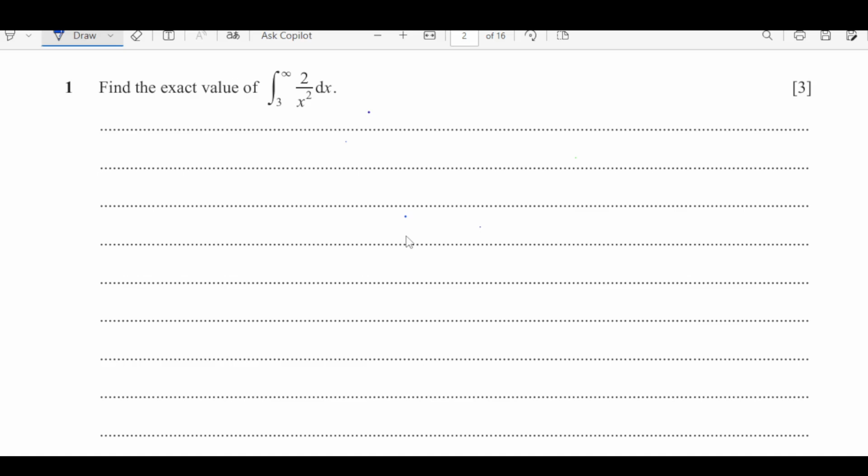So the first question that we have here: find the exact value of the integral from 3 to infinity of 2 over x squared. We have the limit from 3 to infinity, and this we can write as 2 x to the power minus 2. Then we will integrate it. When you integrate this, it is going to become 2x to the power negative 2 plus 1, over negative 2 plus 1. So then we have the limits, from 3 to infinity.